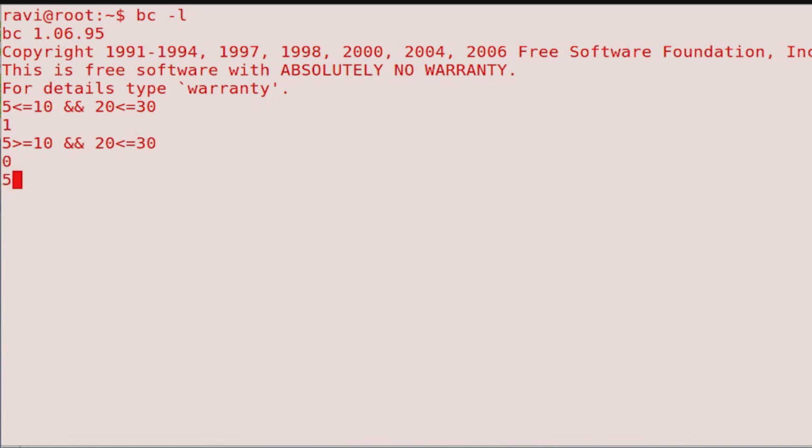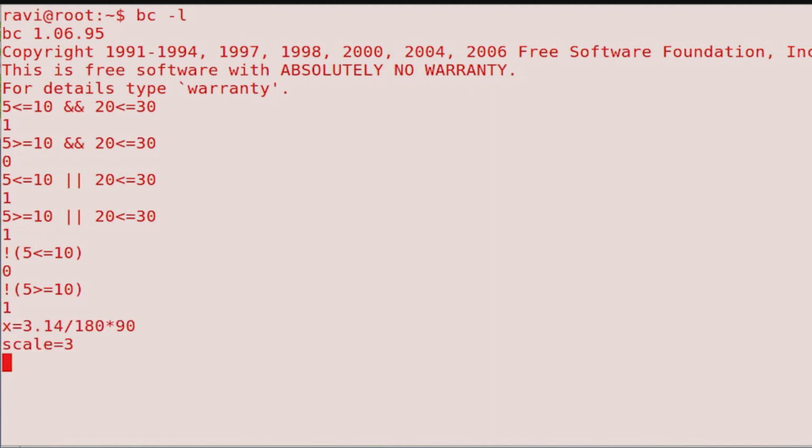5 less than or equal to 10 or 20 less than or equal to 30 has returned the value 1 because both expressions are true. 5 greater than or equal to 10 or 20 less than or equal to 30 has returned value 1 because the first expression is false but the second expression is true. To represent complement, we use exclamation mark. So !(5 less than or equal to 10) has returned value 0. !(5 greater than or equal to 10) has returned the value 1.